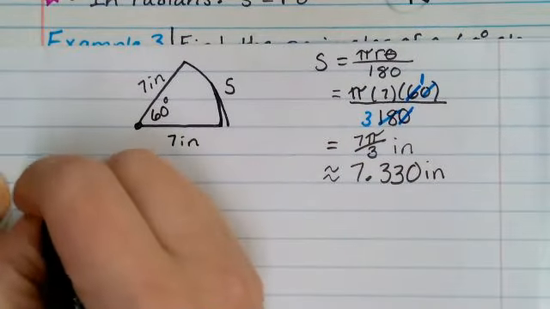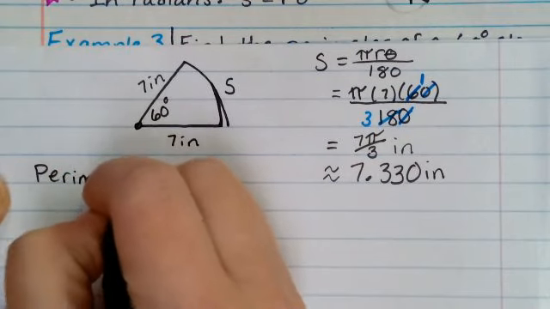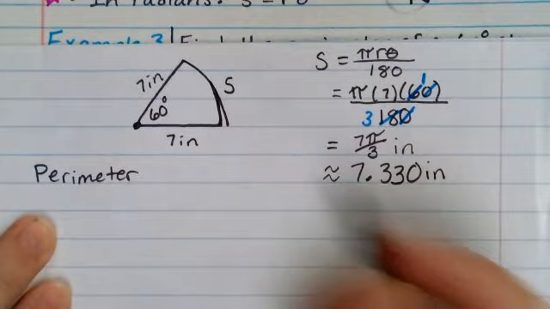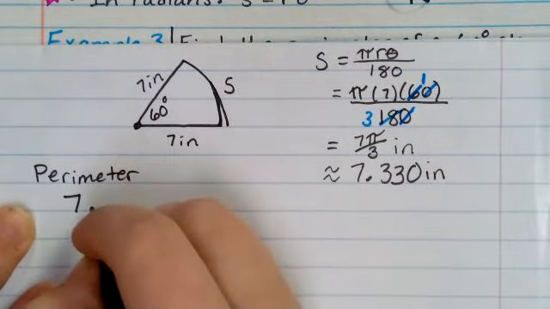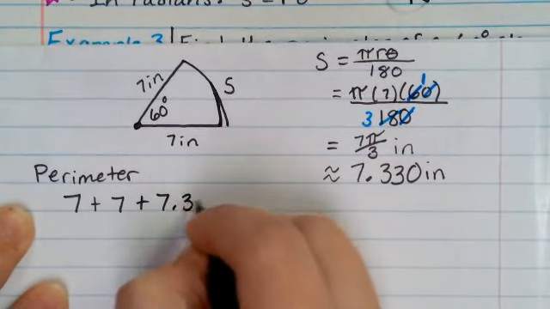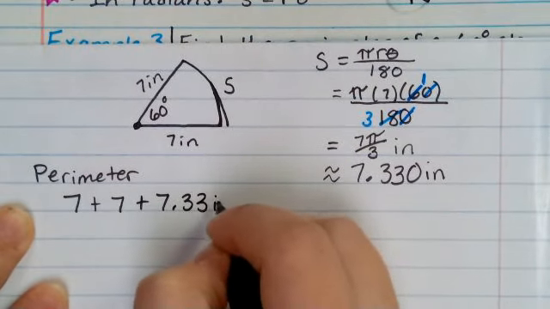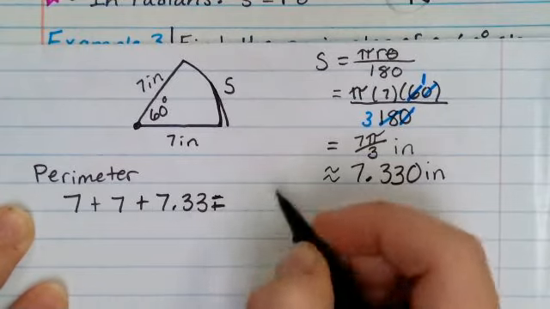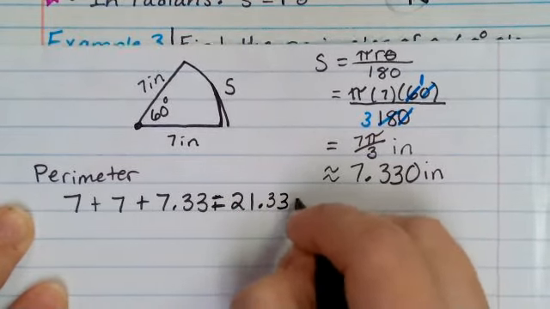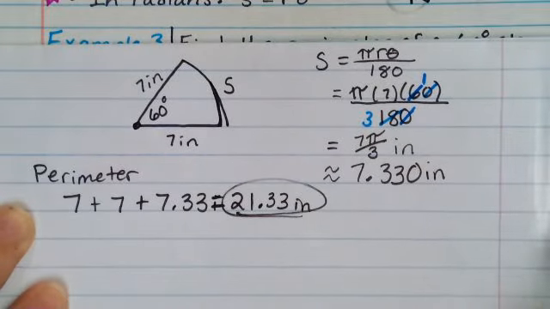So to get my perimeter, what we need to do is add up the 3 values. We want the 7 inches plus 7 inches plus 7.33 inches. And that is equal to 21.33 inches. That is our perimeter. Okay?